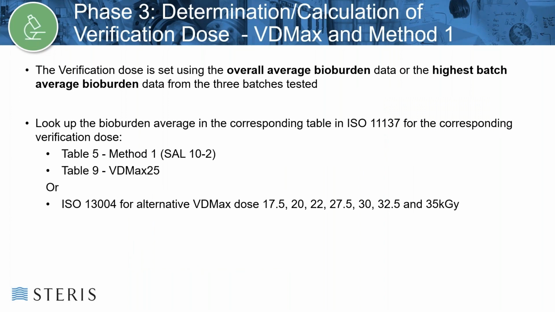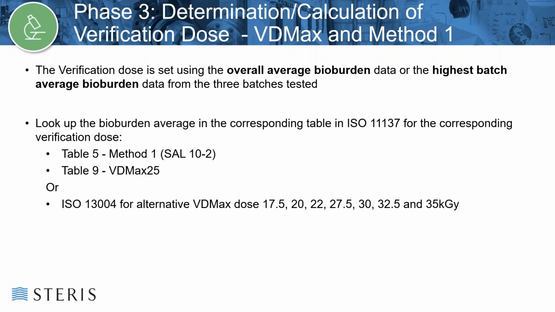In a full radiation validation consisting of 3 independent batches, the verification dose is set using the overall average bioburden. However, if any single batch out of 3 tested has an average of twice or more than the overall bioburden average, then that single batch average, i.e. the highest batch average bioburden, is used for dose setting.